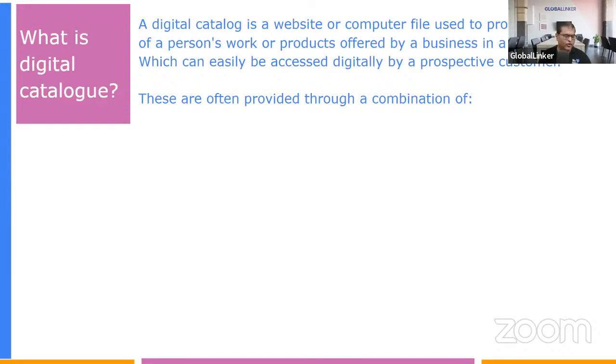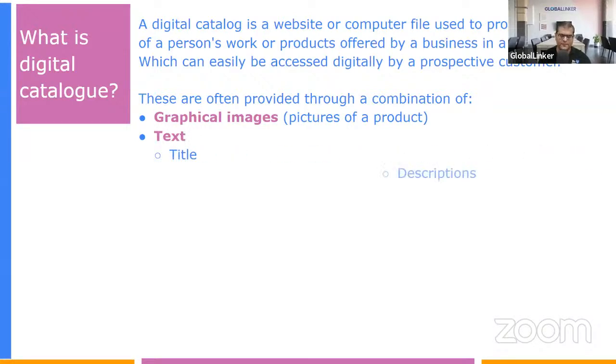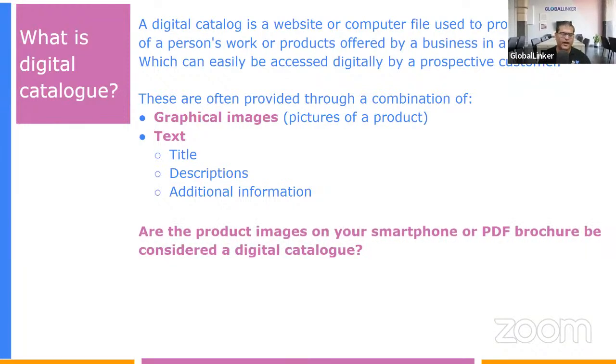Now, a digital catalog consists of the following. Graphic images, so these are typically your product images or illustrations of the product, then text, which comprises the product title, product description, additional information, which is more information about the product, or a long description, as it is also referred to. Now, here, a question that gets frequently asked with respect to the digital catalog is, are the product images in your smartphone? A lot of people do this, they take images or click pictures of the product using their smartphone. Are they your digital catalog? No, they are not your digital catalog.